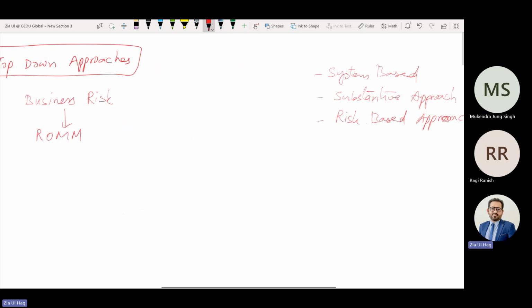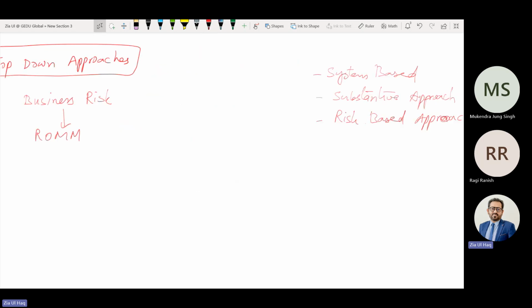What is business risk? What is risk of material misstatement? A risk that misstatement may occur in the financial statements. What is business risk? A risk that the business may not achieve its objective.